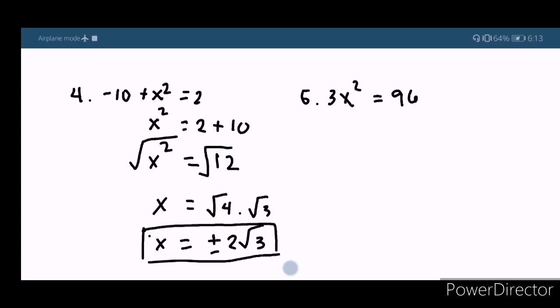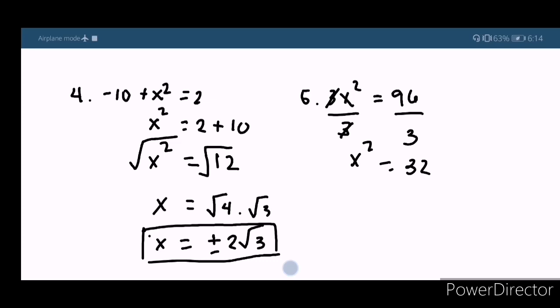Number 5, we have 3x squared equals 96. So nakita nyo may kasama siyang numerical coefficient. So ang gagawin muna natin para matira si x squared, 3x squared is 3 times x squared. So para maalis si 3 sa 3x squared, i-divide natin sila both sides by 3. So cancel na si 3. Ang matitira na lang sa atin ay x squared equals 96 divided by 3 is 32.